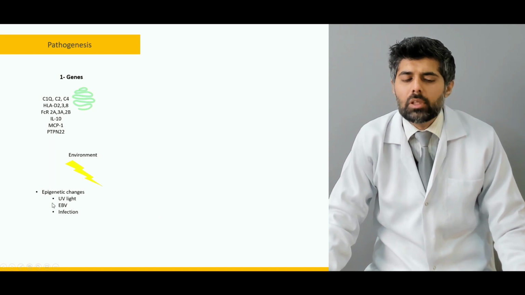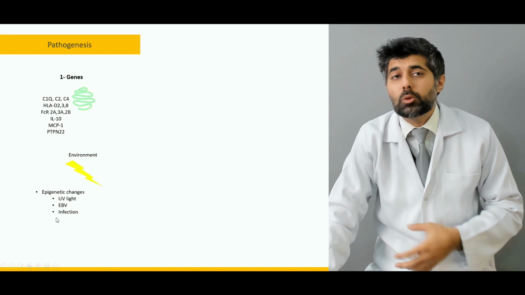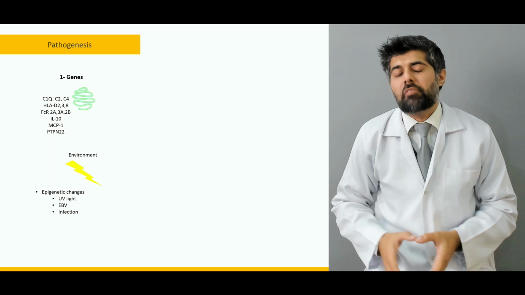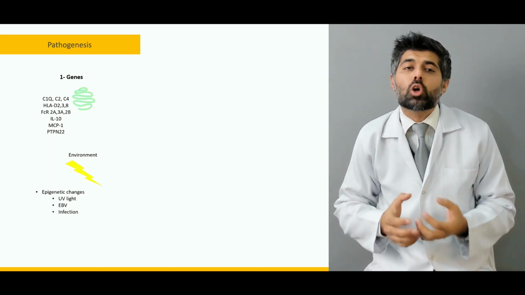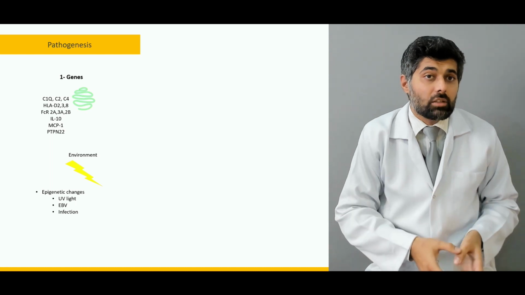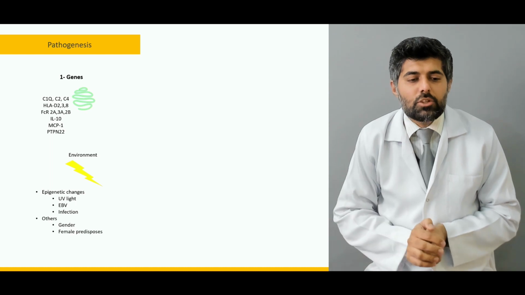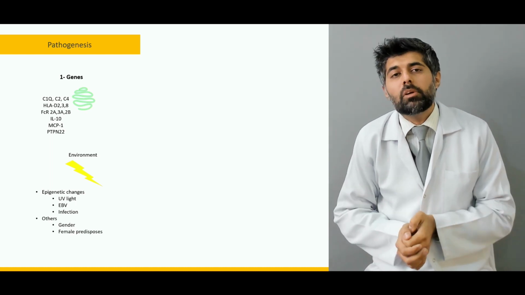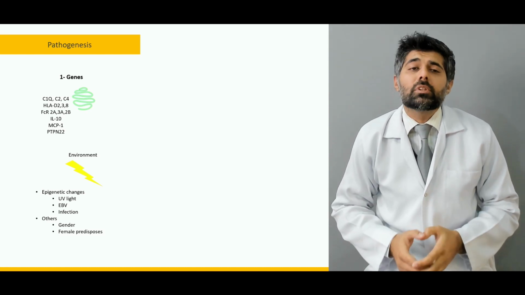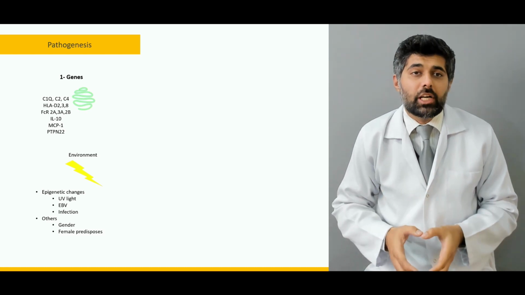Another common but very frequent change that might give result to the pathogenesis of SLE is the infection. Some infection, especially in the immunocompromised state, can result in the start of the SLE in the body. The other change is the gender or the female predisposition. Like I said before, 90% of all patients with SLE are of female gender.